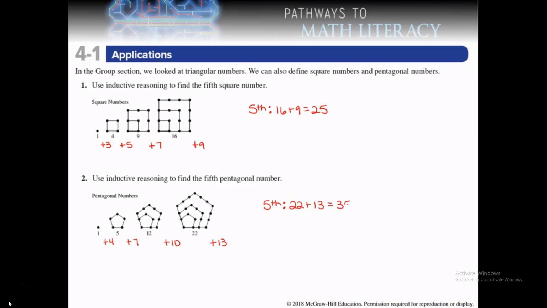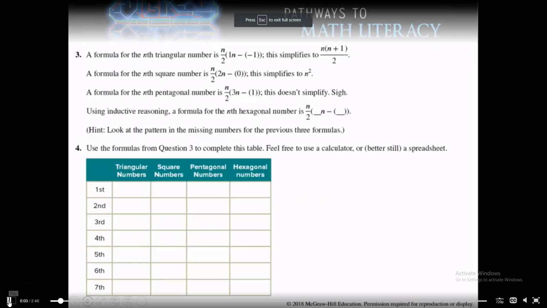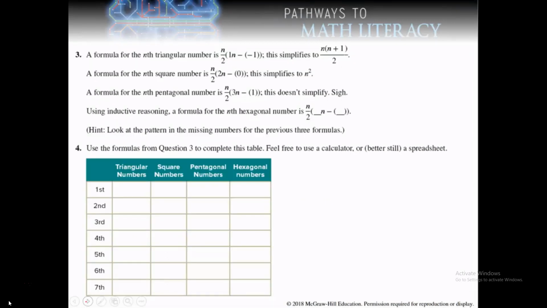Now in 3, they're giving us some formulas, not really showing you where they came from, but giving you formulas that will allow you to find all of these different numbers. So the formula for triangular numbers, square numbers, pentagonal numbers, and then we want to use what those look like to try and figure out what the formula might be for hexagonal numbers.